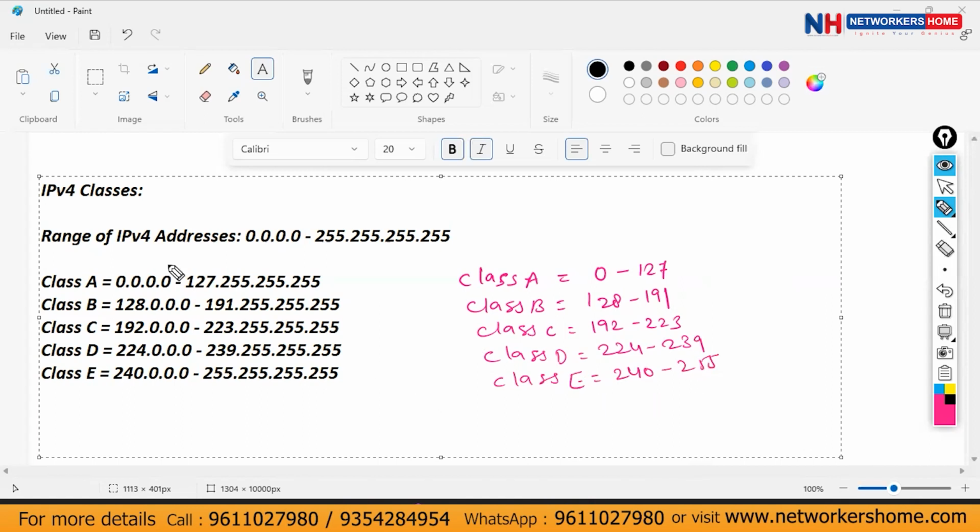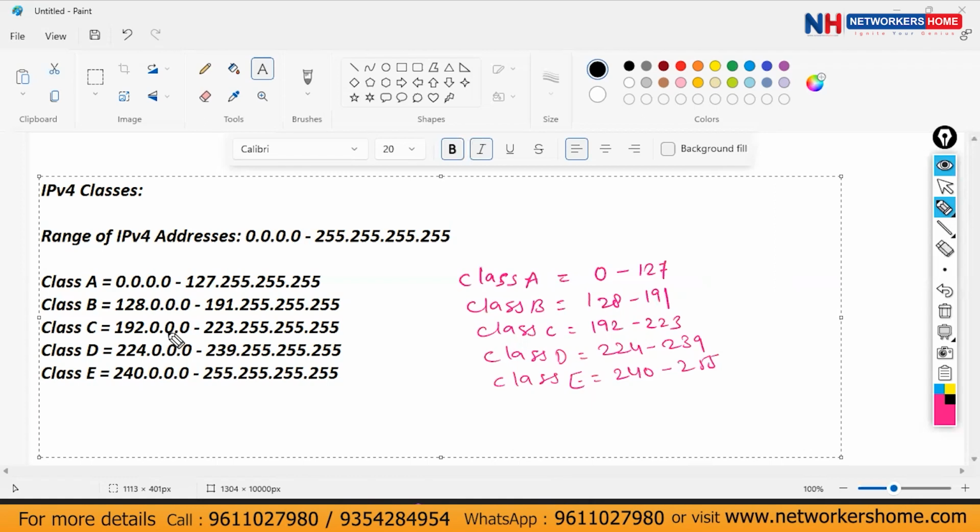Now these class ranges were not randomly decided. It wasn't that they said, okay, we will give this value to class A, then this range to class B. No, it wasn't decided randomly. It was done with binary calculation. And how it was calculated, again, we are just looking at the first octet, correct?